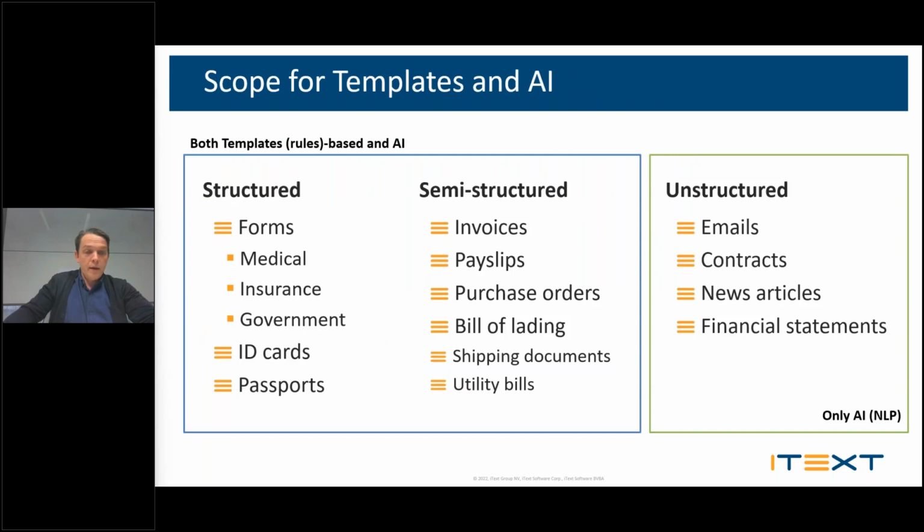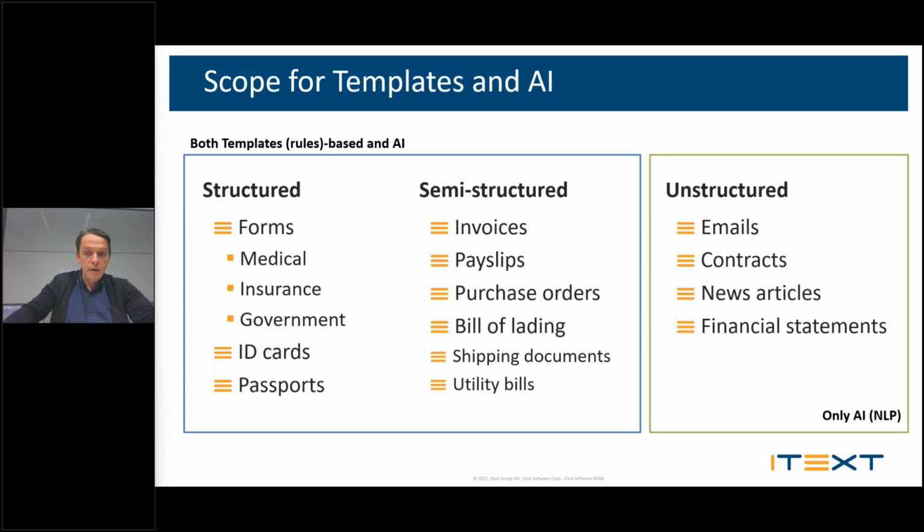What works best, AI or templates? For unstructured documents, there is effectively no option but using AI, or to be precise, natural language processing. For now, only NLP can give you a decent extraction result from unstructured documents: emails, articles, and so on. However, for structured and semi-structured documents, both template-based and AI-based extraction are applicable.